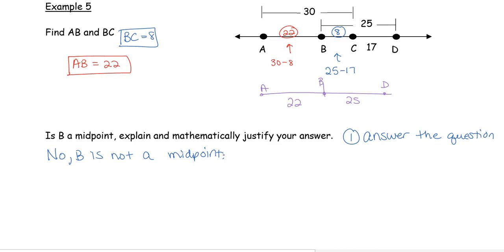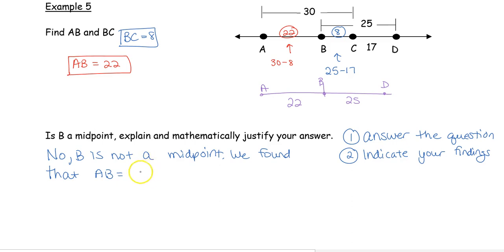The second thing we want to do is indicate what you found and your calculation. So we want that math support. Indicate your findings. So no, B is not a midpoint. We found that segment AB is equal to 22 and segment BD is equal to 25. We're actually given that BD is 25 in the diagram.